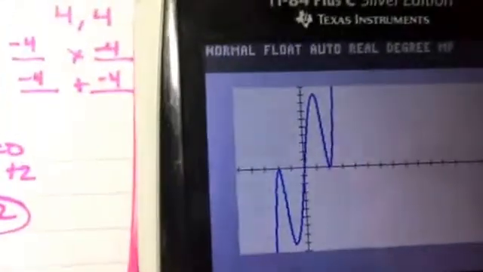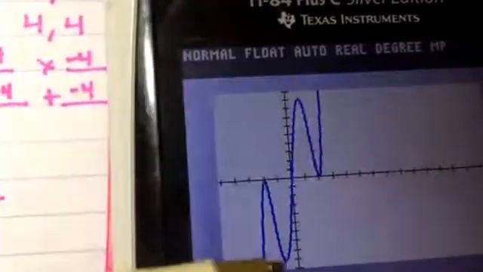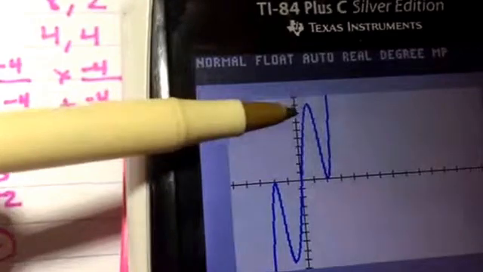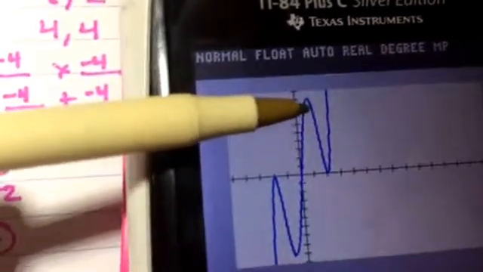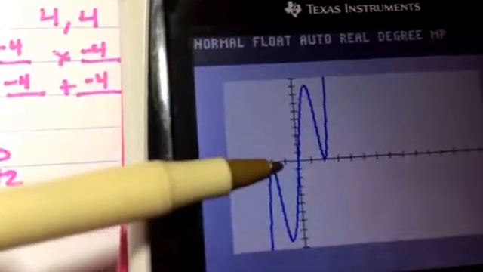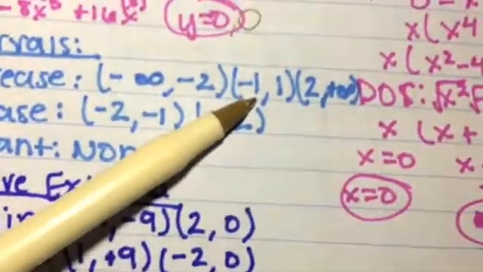Our second interval of increase will be from here to here. And I'm not going to write negative 9 to positive 9, even though those are the y-coordinates. We're going to write the x-coordinates. So this is actually going to be negative 1 to positive 1, and I've written it down as negative 1 to positive 1.